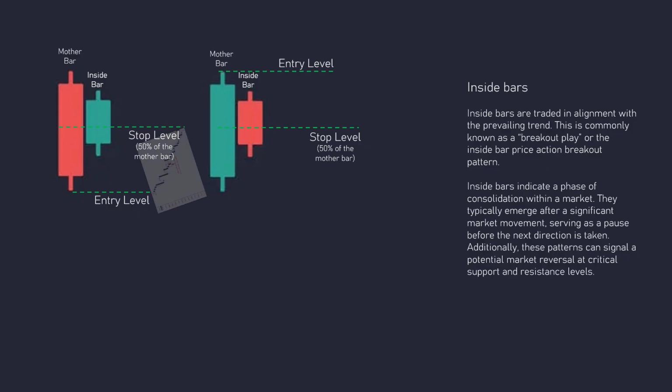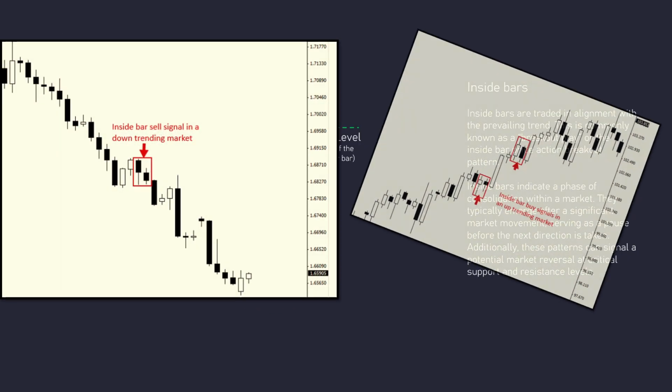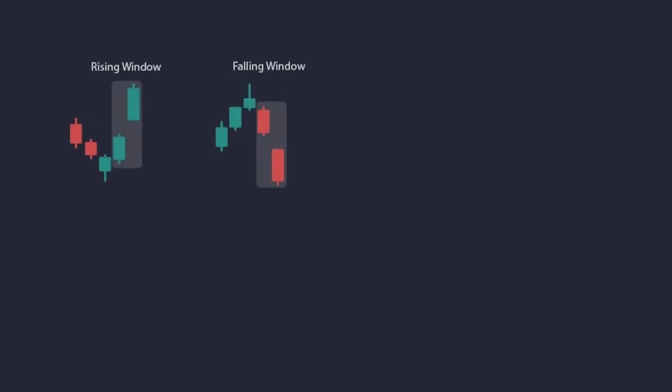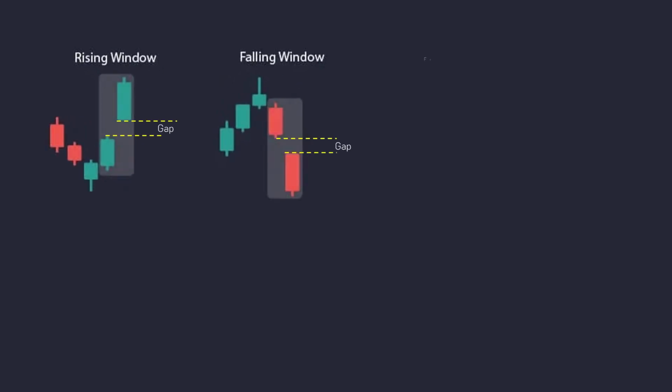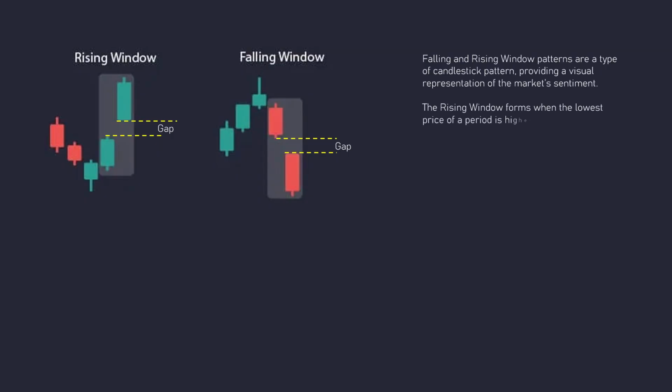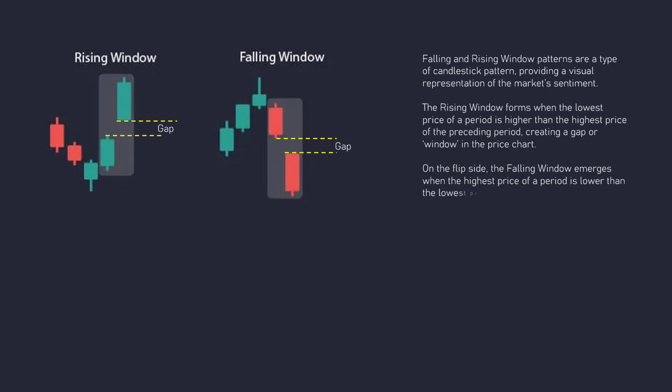Rising and falling window patterns provide a visual representation of market sentiment. A rising window forms when the lowest price of a period is higher than the highest price of the preceding period, creating a gap or window in the price chart. Conversely, a falling window emerges when the highest price of a period is lower than the lowest price of the prior period, again forming a window in the chart. These gaps indicate strong buying or selling pressure.